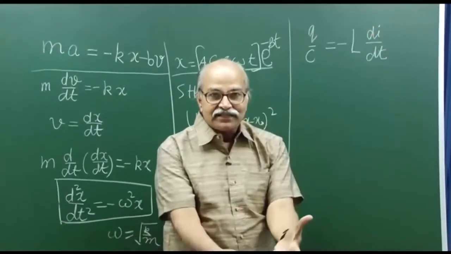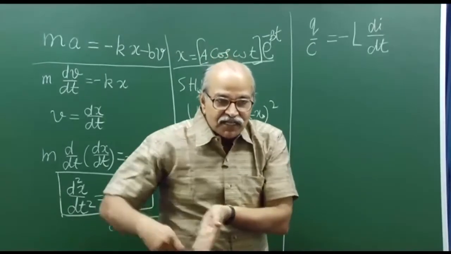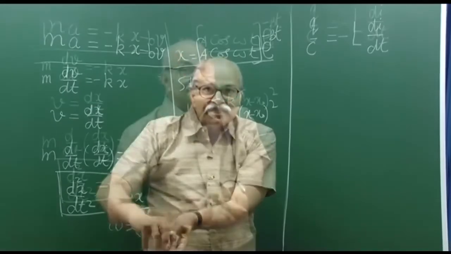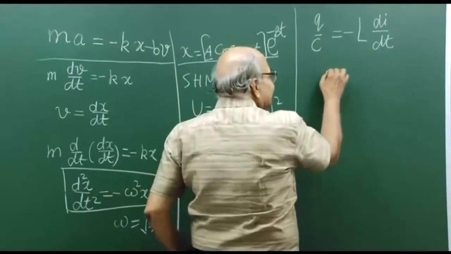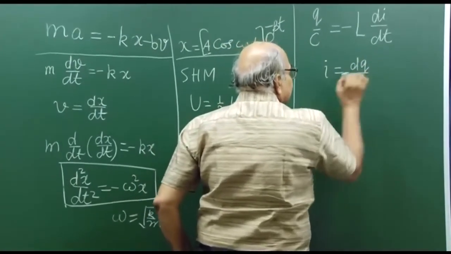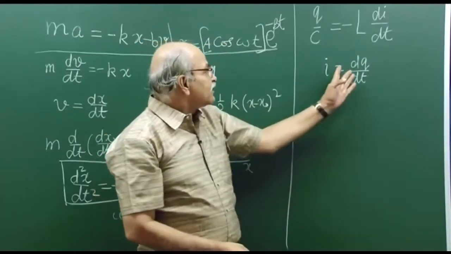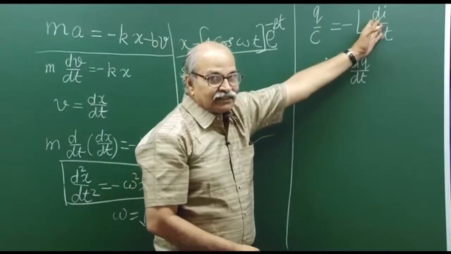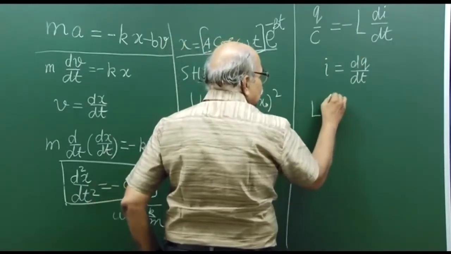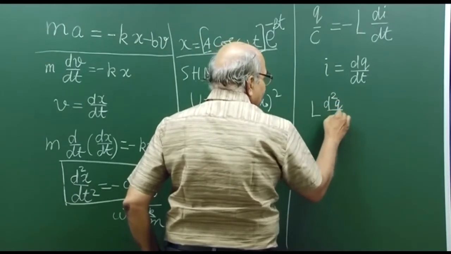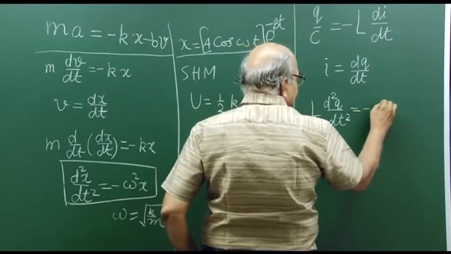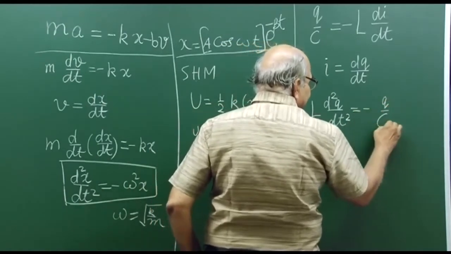After all, what is this current? Current is flow of charge. So, if charge flows, the charge on each plate of the capacitor, that magnitude will decrease. So, I can also write I is equal to dq dt. And if I write this I here, what kind of equation am I getting? L d2q dt square is equal to minus q over c.